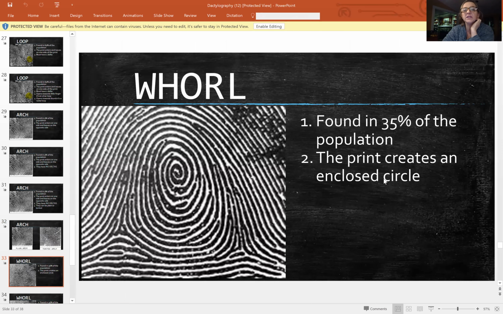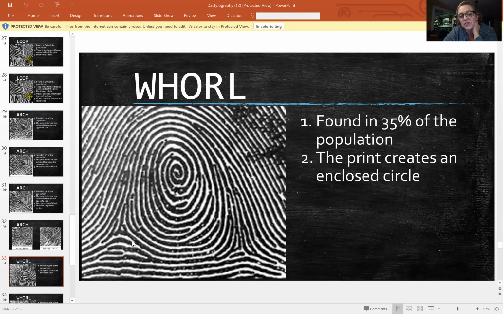Our third type here is a whirl. 35% of our population has whirls, and the print creates an enclosed circle. Now this one looks like you could follow the little line around and around, and it whirls around. That is what most people's whirls do.